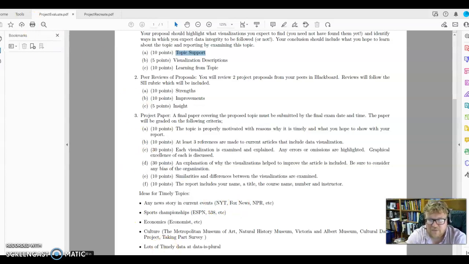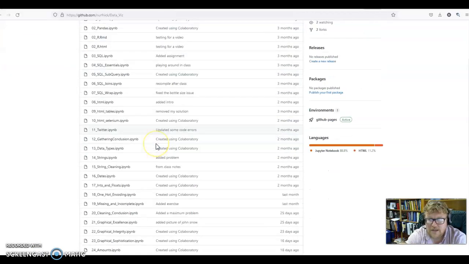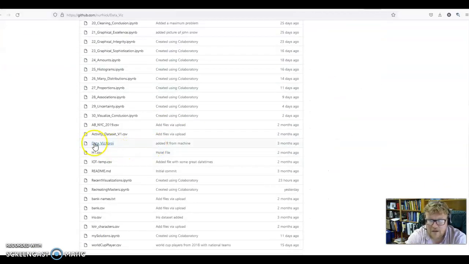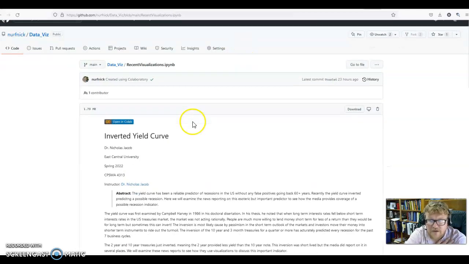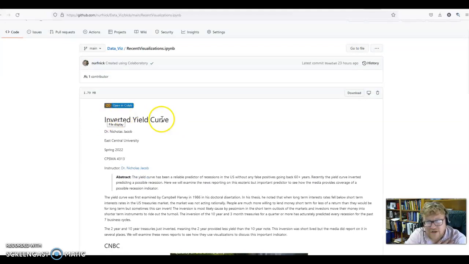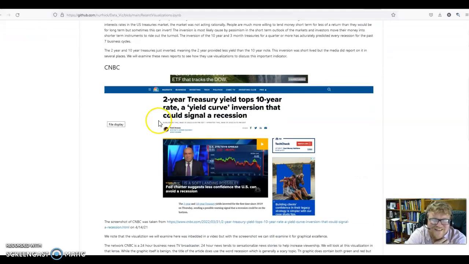Here, let's pull that up. So here I am. These are sitting here. Not that one. Let's talk about the recent visualization first. So I'm hoping this loads. There you go. I'm going to talk about the inverted yield curve. It's something that I'm quasi interested in.